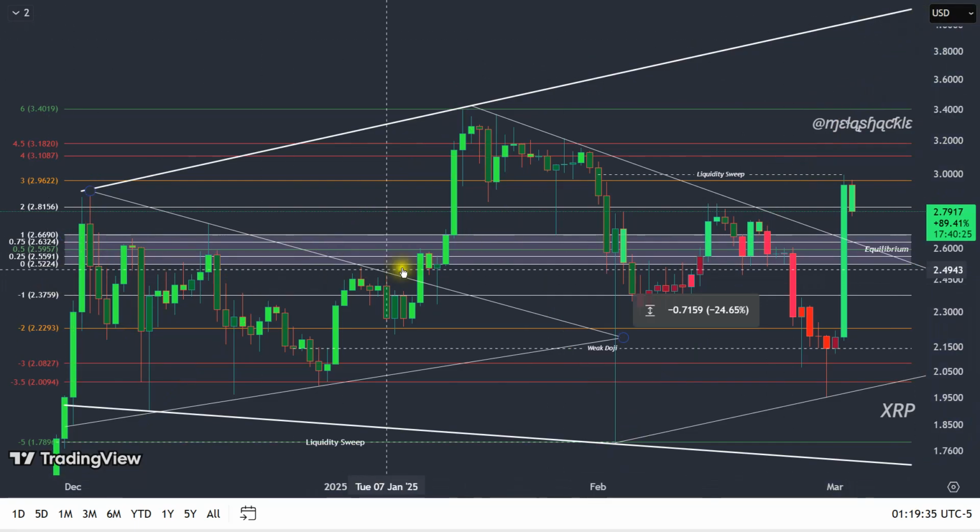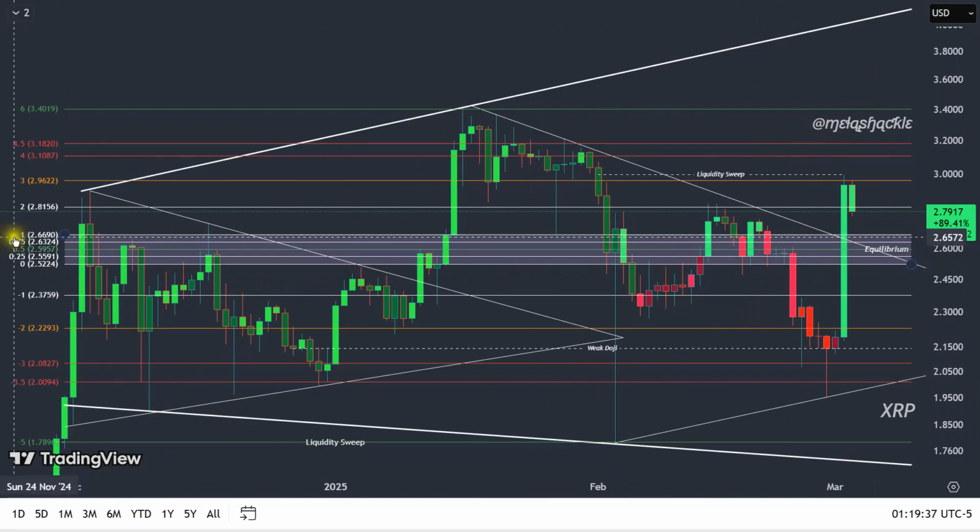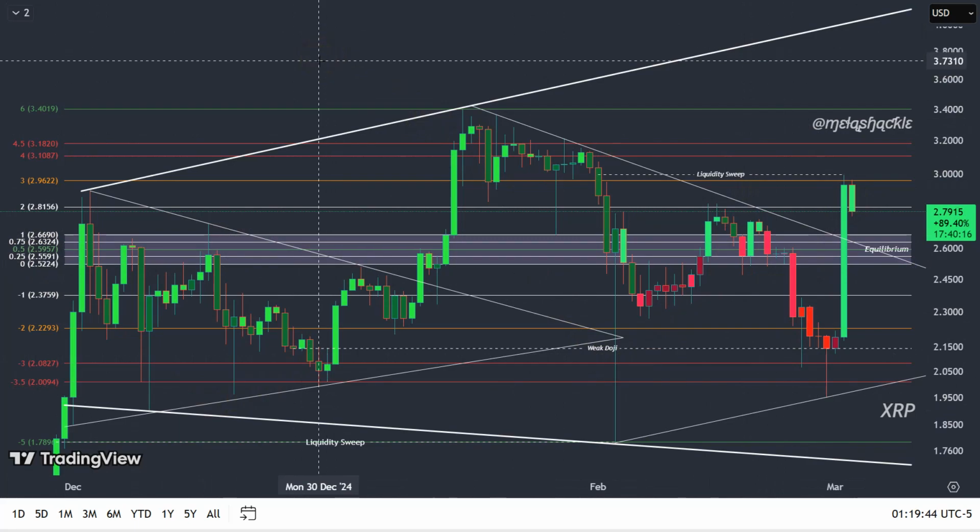And you can see this is what I call the equilibrium zone. It's playing right in the middle of this overall pattern. Now, even if you're not a trader, this is something that you can do to help give you a better idea of the range that you're playing in.